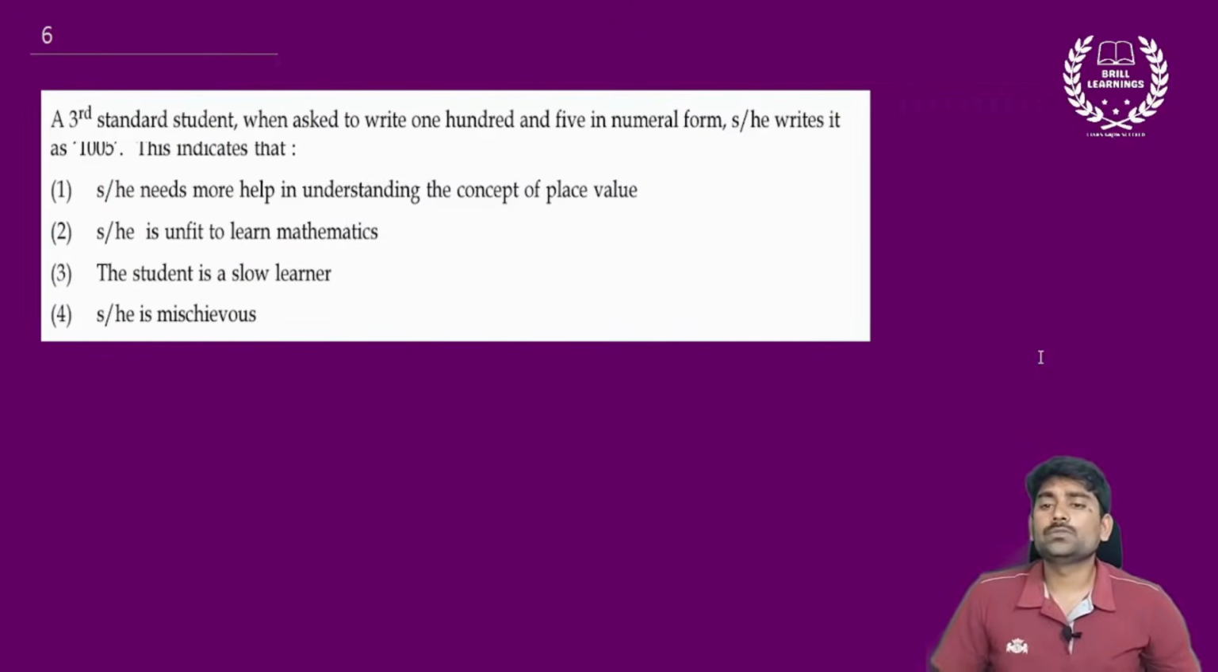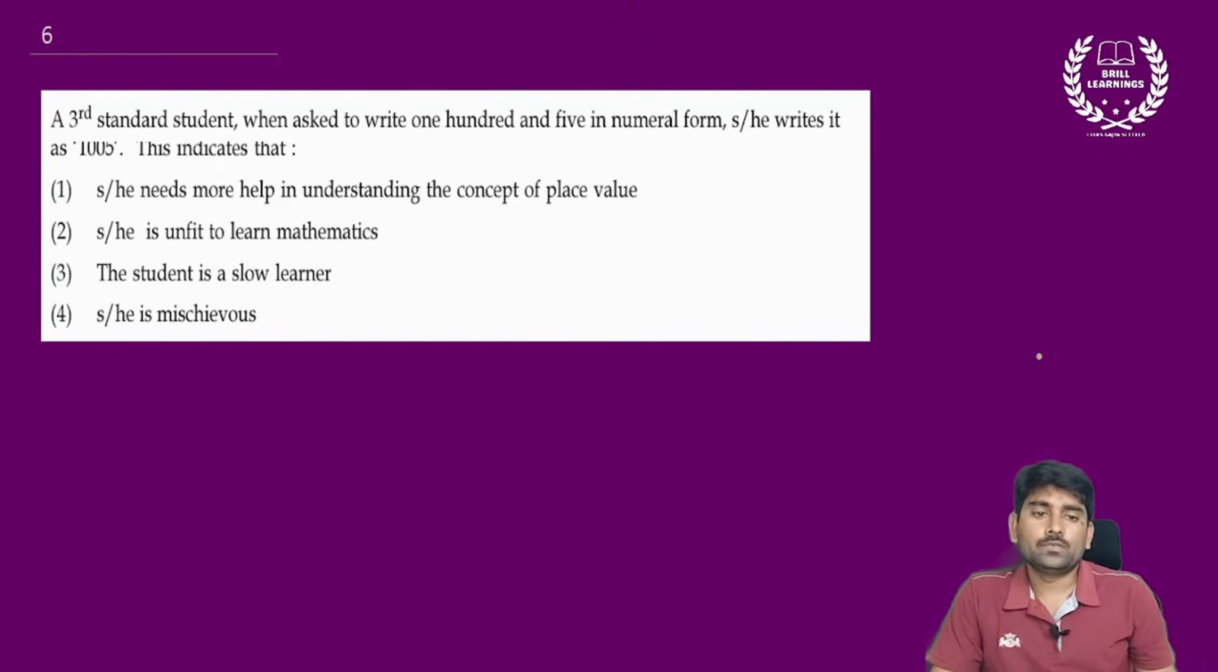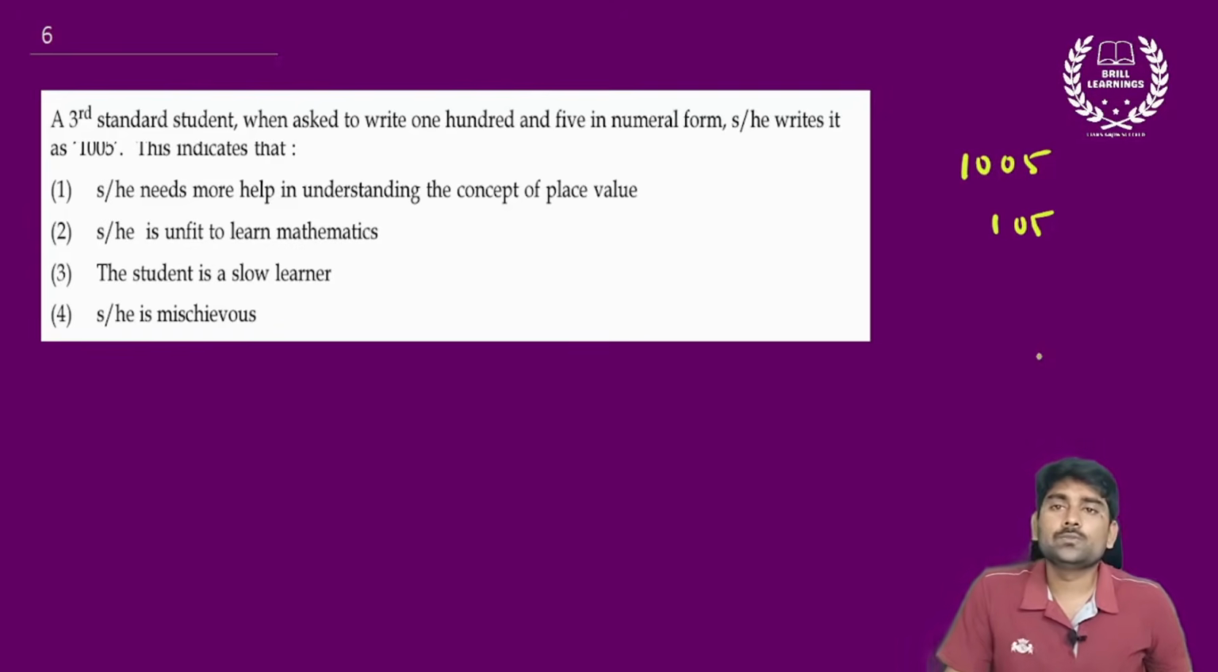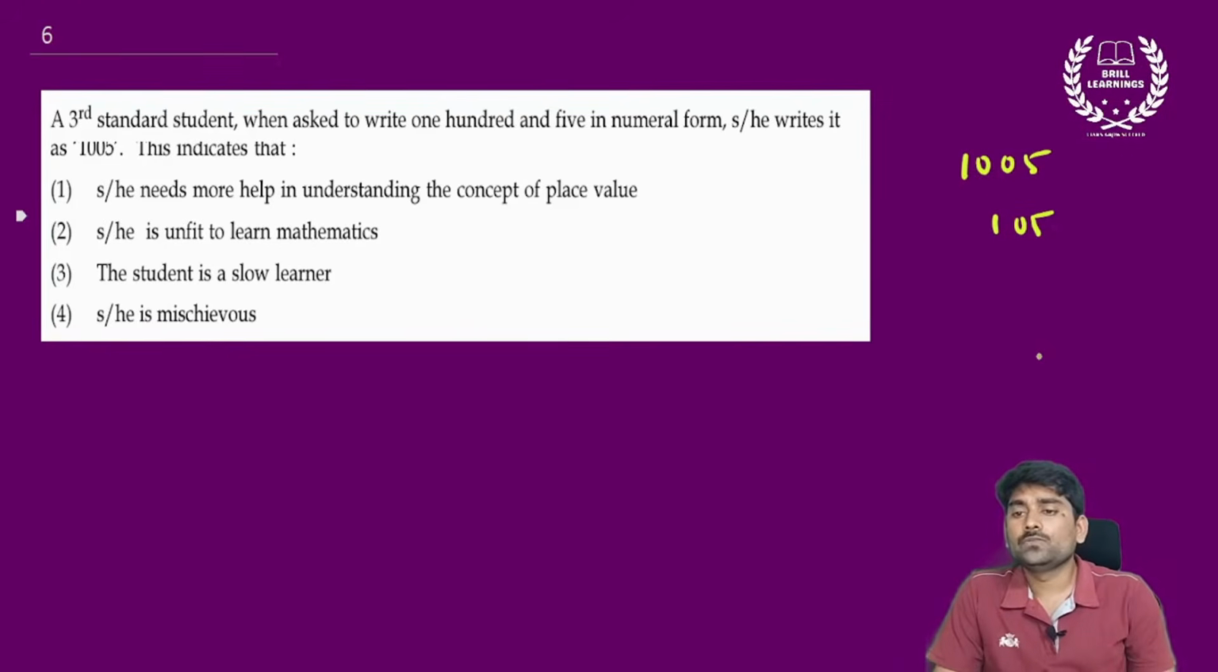The third standard student, when asked to write 105 in numeral form, writes it as 1005. That indicates that the student wrote 1005 instead of 105, which indicates misunderstanding of place value. It suggests that she or he needs more help in understanding the concept of place value. First one is the right answer. Let's move on to the next question.